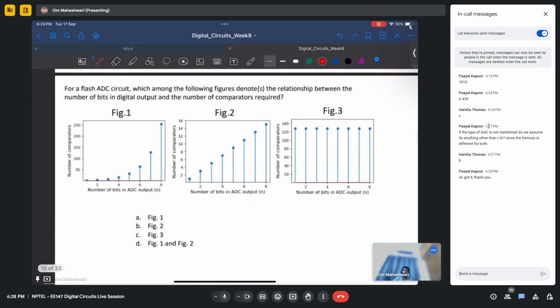Okay, so coming to this question, Harsha says figure 2 is correct. Do we have any other answers?